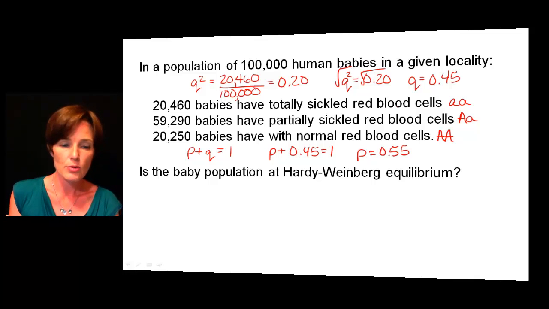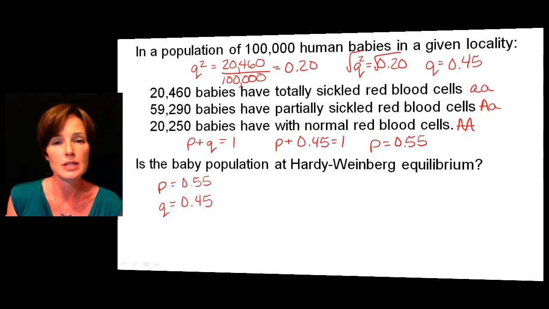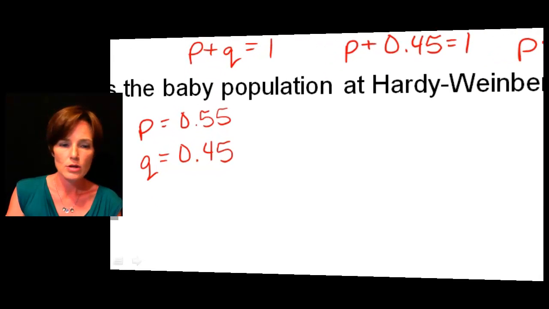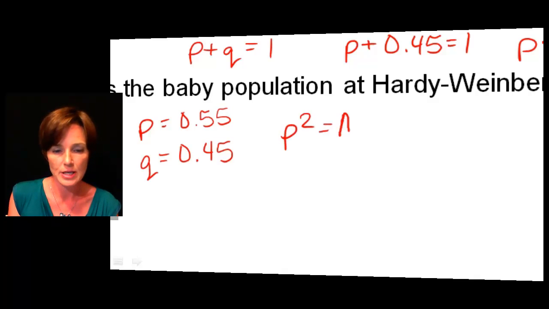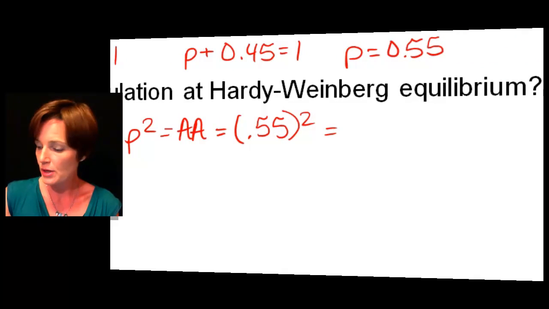Now we know what P is. We'll just write it down here. We know what Q is, 0.45. And now we can figure out whether we have a population at Hardy-Weinberg equilibrium. To do this, let's see if we have the predicted frequencies that we would expect for the other genotypes. So P squared is going to represent the big A, big A. Let's take P, and that's going to be 0.55. Let's square it and see what percentage we come up with.